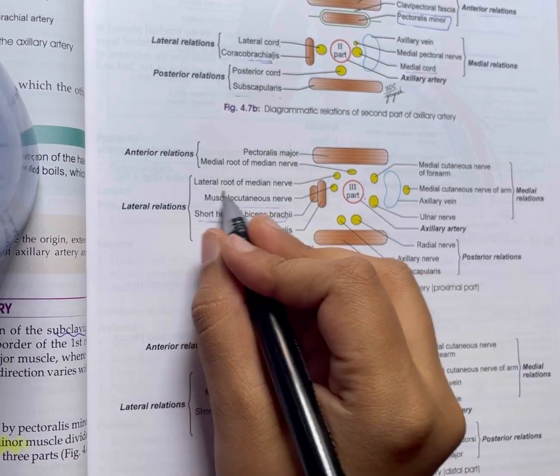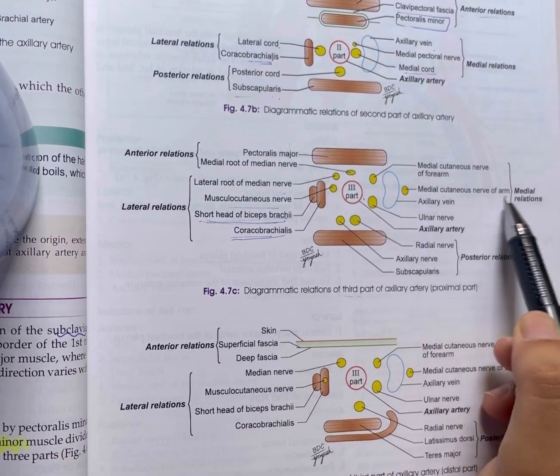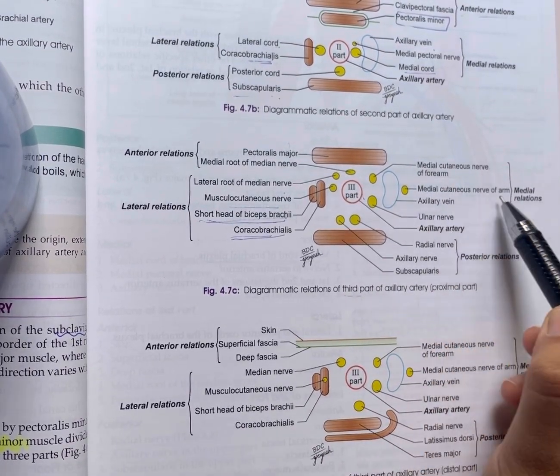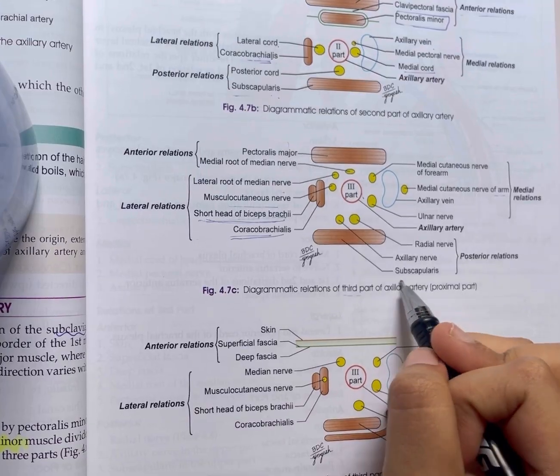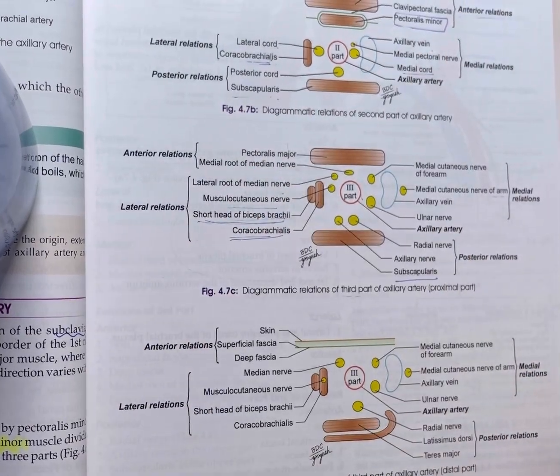Then musculocutaneous nerve, lateral root of median nerve, and axillary artery again, axillary vein. Medially we have the medial cutaneous nerve of forearm and arm, and posteriorly we will have again subscapularis and the axillary nerve. So if you learn only the upper part of the axillary artery relations, that is enough.